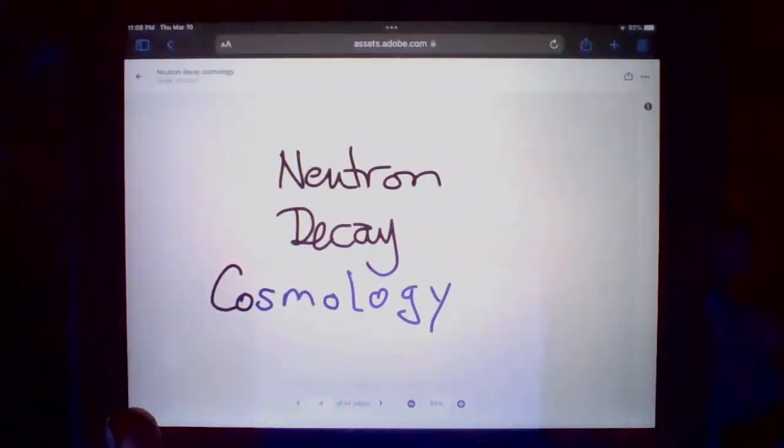That was 2. Neutron Decay Cosmology. Those were preface pages.